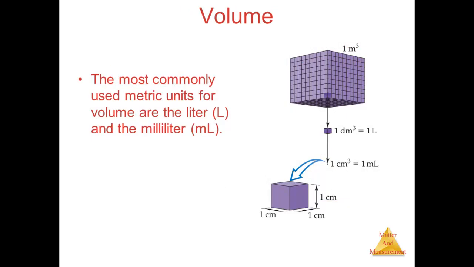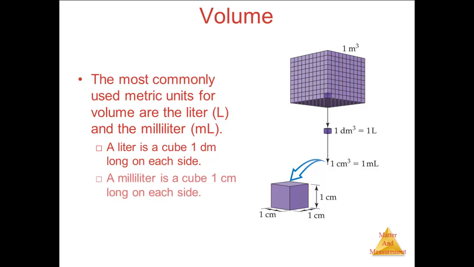One example of a derived unit is a unit for volume, most commonly liters and milliliters in the lab. 1 liter is defined as the volume of a cube 1 decimeter on a side. Therefore, 1 liter equals 1 cubic decimeter. And 1 milliliter is defined as the volume of a cube that is 1 centimeter on a side. And 1 milliliter is therefore 1 cubic centimeter.